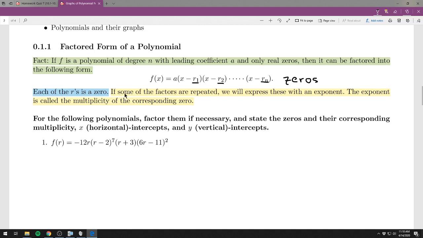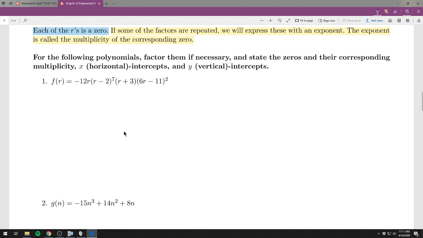One thing that's important, if some of the factors are repeated, we will express these with an exponent. So if we have x minus 2 twice, we would write just x minus 2 squared. The exponent is called the multiplicity of the corresponding zero. All right, so this is a pretty important idea. We'll see how it relates to the graphs, but whether the multiplicity of something is even or odd means a lot as to what the graph looks like at an x-intercept. So multiplicities are important.